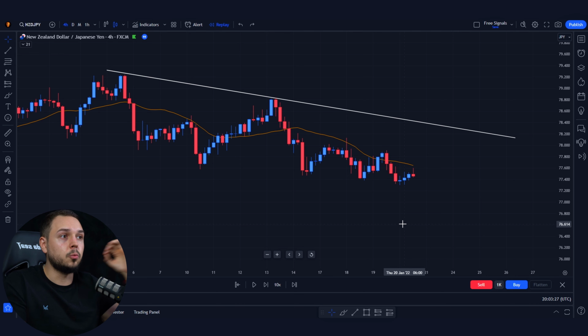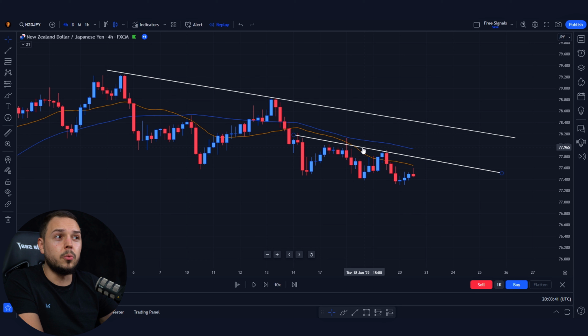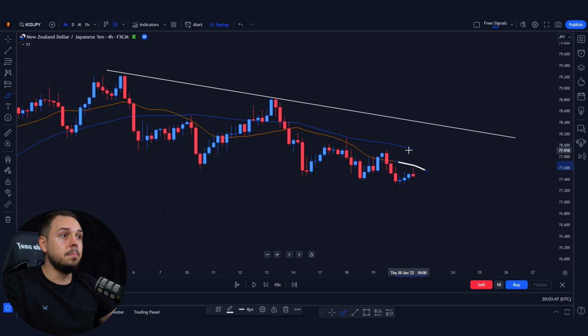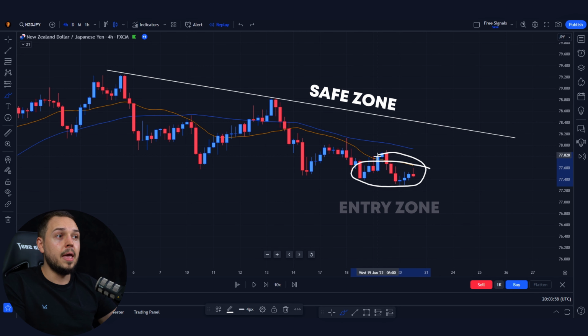However, if we add the 20 and 50 moving averages, it pretty much shows you an up-to-date trend, what's been happening. So as we can see, we can draw another trend over here. However, we don't need to, because we know that likely in between these two area zones, the market will continue moving down unless it breaks it. So this is our safe trend line zone that I like to call it, and this is my entry zone.